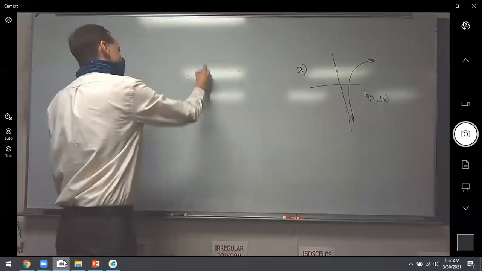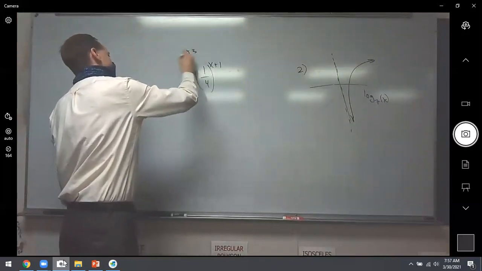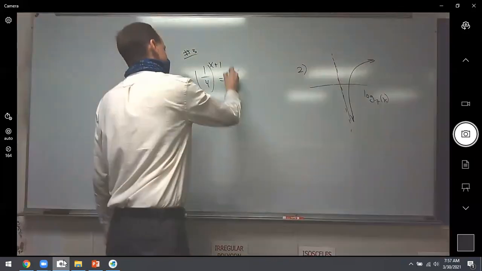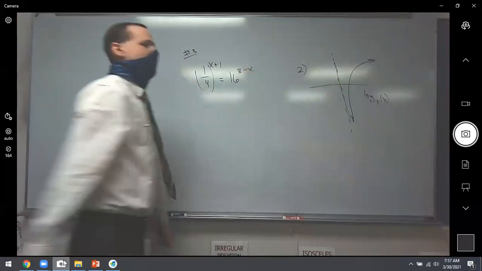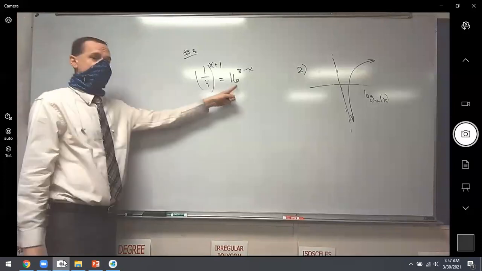So we have 1/4 for number 3 raised to the x plus 1. And apparently that is equal to 16 to the 3 minus x. I wonder why a 4th and a 16. Well, I wonder why. Anybody know? You can get the bases the same. Absolutely you can. Because I can write 16 in terms of 4, can't I?